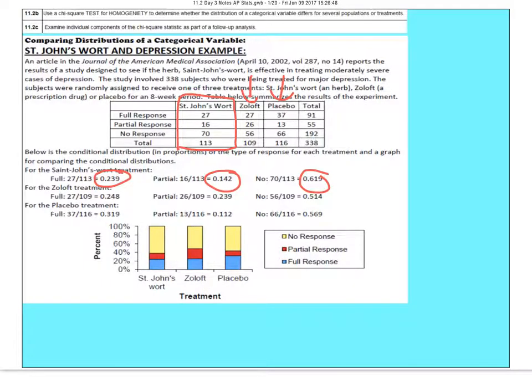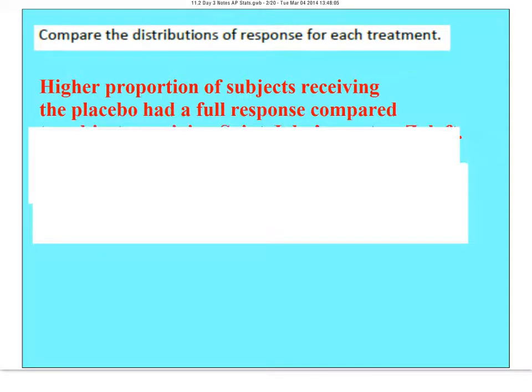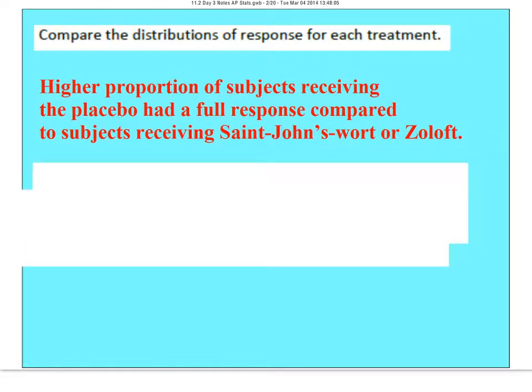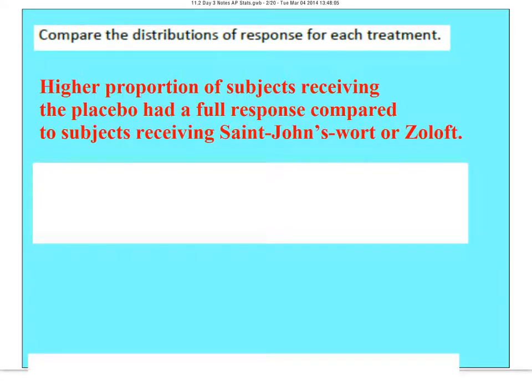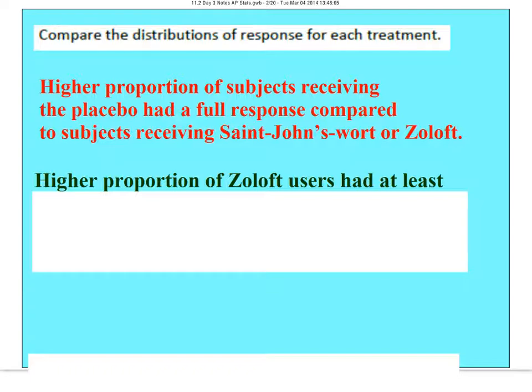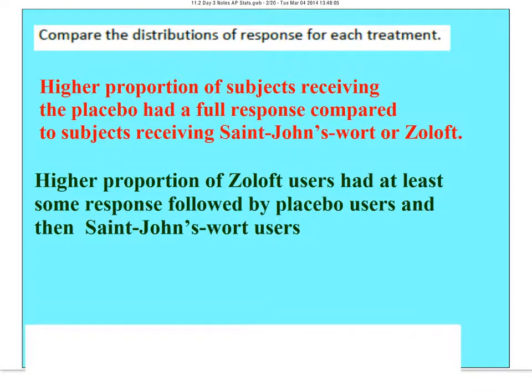What they want us to do on the next slide is compare the distributions of response for each treatment. So let's take a look at these and make some conclusions about what we see. One thing you could say is this: a higher proportion of subjects receiving the placebo had a full response compared to subjects receiving St. John's wort or Zoloft. Another comparison you might make is this: the higher proportion of Zoloft users had at least some response, followed by placebo users and then St. John's wort users.